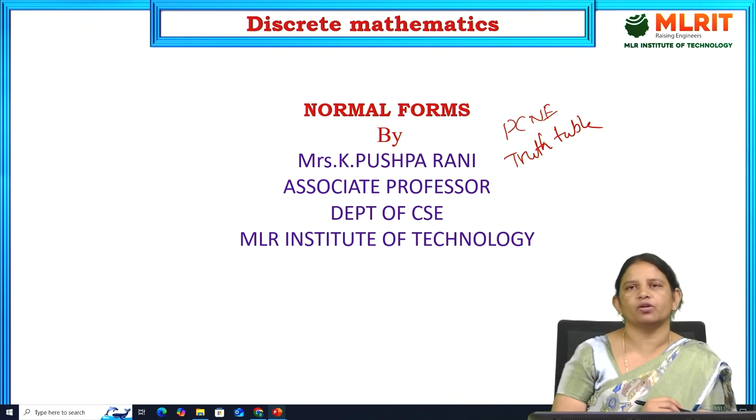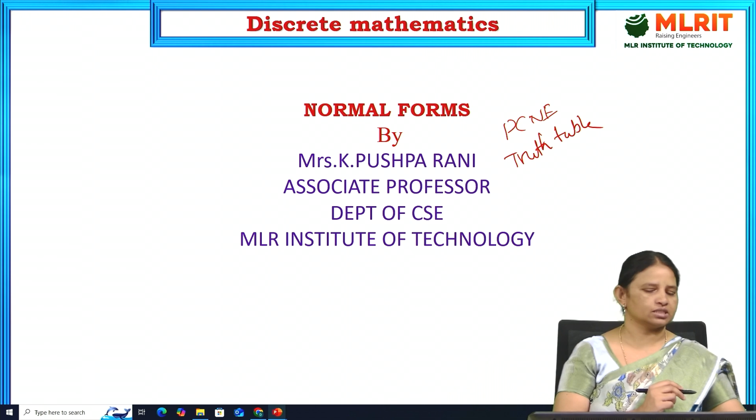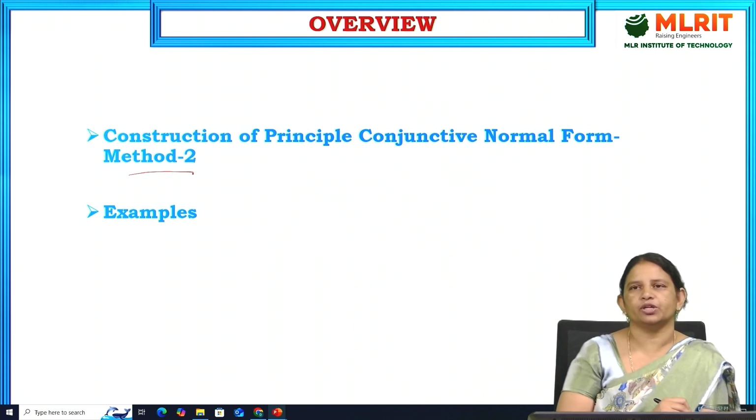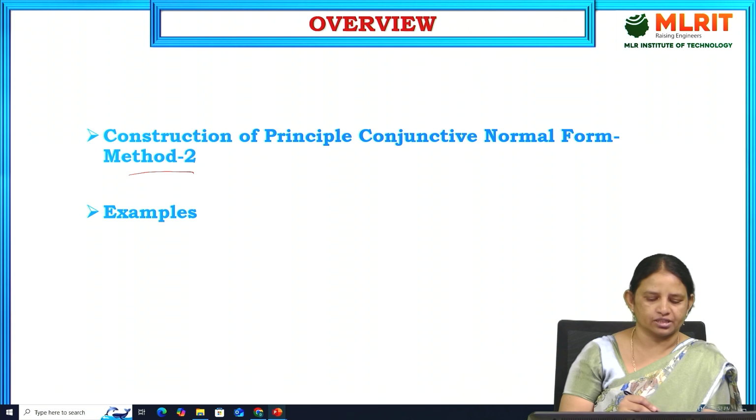In the last video, we already discussed the truth table. But in this video, we are going to construct the PCNF with the help of method 2. That means we need to apply the laws. Before applying the laws, what are the conditions we are going to follow? Let us discuss all those things, and understand by taking some examples, and we are also going to discuss the differences between PCNF and PDNF.